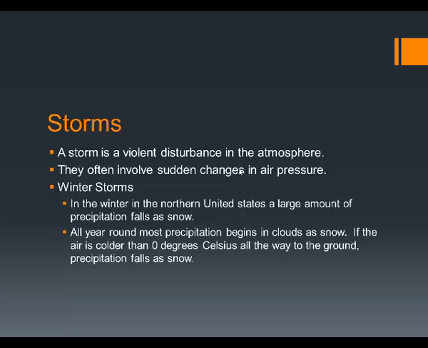All year round, most precipitation in clouds begins as snow. However, as it falls closer and closer to the ground level, it will warm up as the ground level is warmer, and that precipitation will eventually turn over to rain. So in order for snow to occur, we have to have precipitation that stays cold as it gets to ground level.